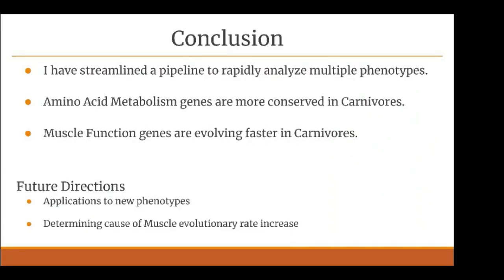In conclusion, to wrap up, I have developed a streamlined pipeline to rapidly analyze multiple phenotypes using existing methods. We have found that amino acid metabolism genes are more conserved in carnivores, and muscle function genes are evolving faster in carnivores, both relative to herbivores. In the future, I hope to apply this pipeline to new phenotypes, and as mentioned, I hope to use those downstream analyses to distinguish the cause of muscle evolutionary rate increase.